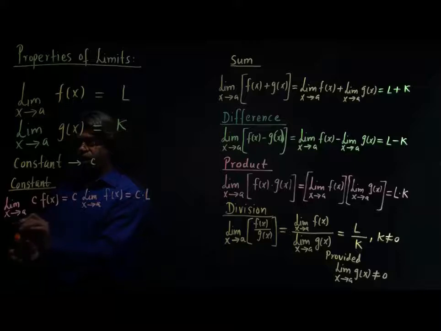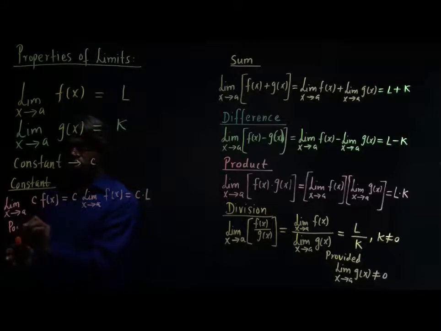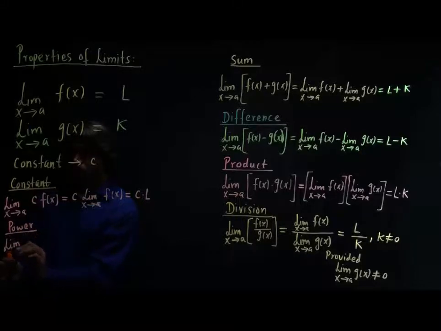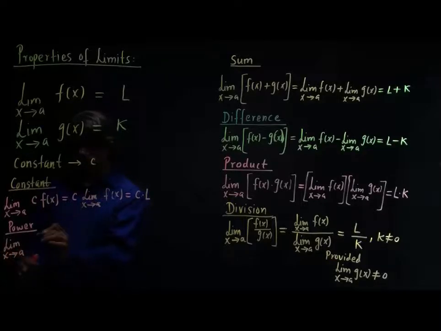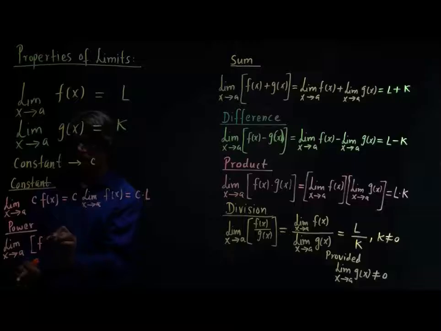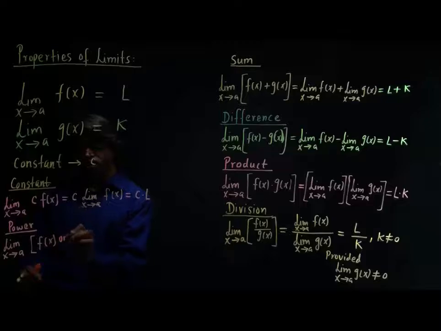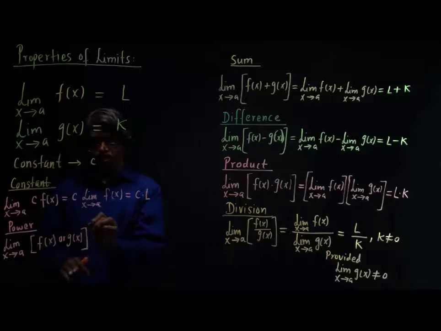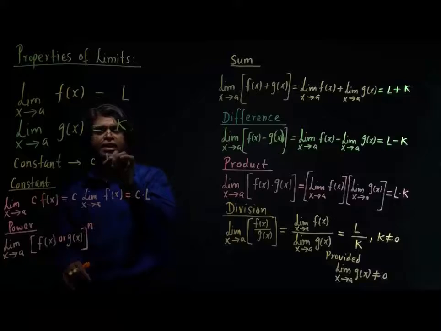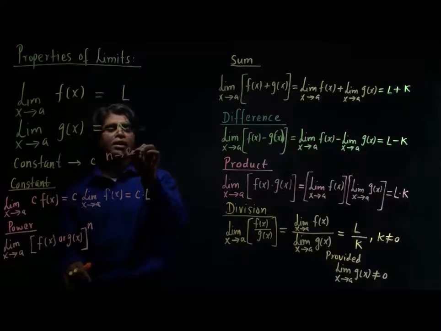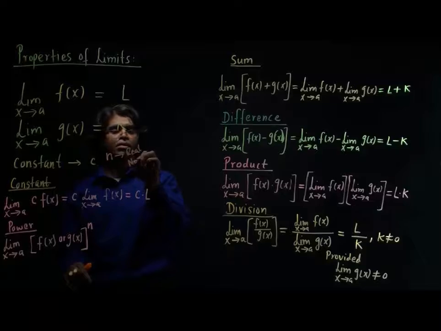Now the next property is power. So if we want to find the limit as x tends to a, and I'm going to consider the function as my f(x), or I can also consider my g(x). So I'm going to write the function either f(x) or g(x). It can be any of these two functions, and my power of that function is any real number n. So I'm going to write here that n is a real number.